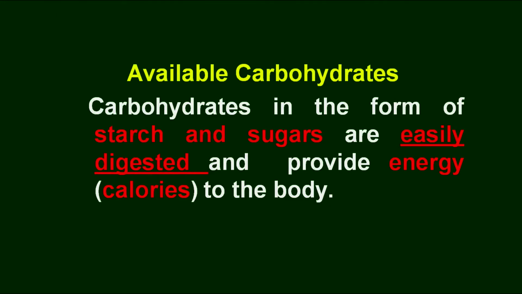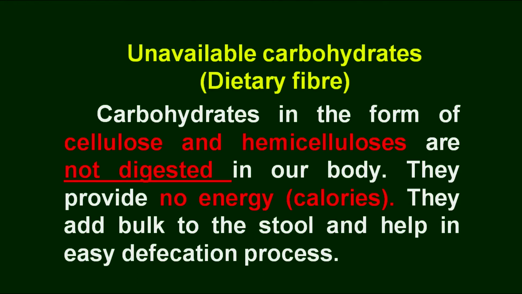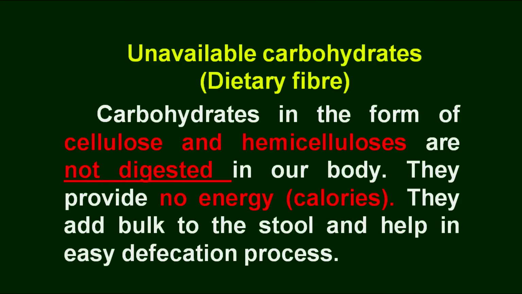This is directly related to digestion. These carbohydrates are available in food in the form of starch or sugars, and they are easily digested and provide calories to the body. But unavailable carbohydrates, or dietary fiber, are not digested in our body, particularly in the small intestine where available carbohydrates are digested, because the enzymes to digest dietary fiber are not present there. They directly reach the large intestine where they function. These types of carbohydrates do not provide calories, and examples can be cellulose or hemicellulose.